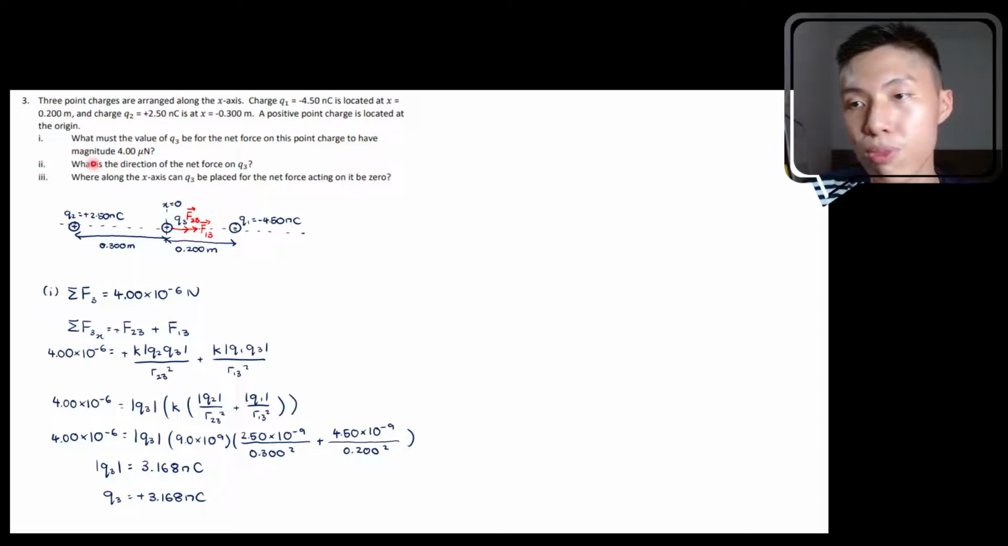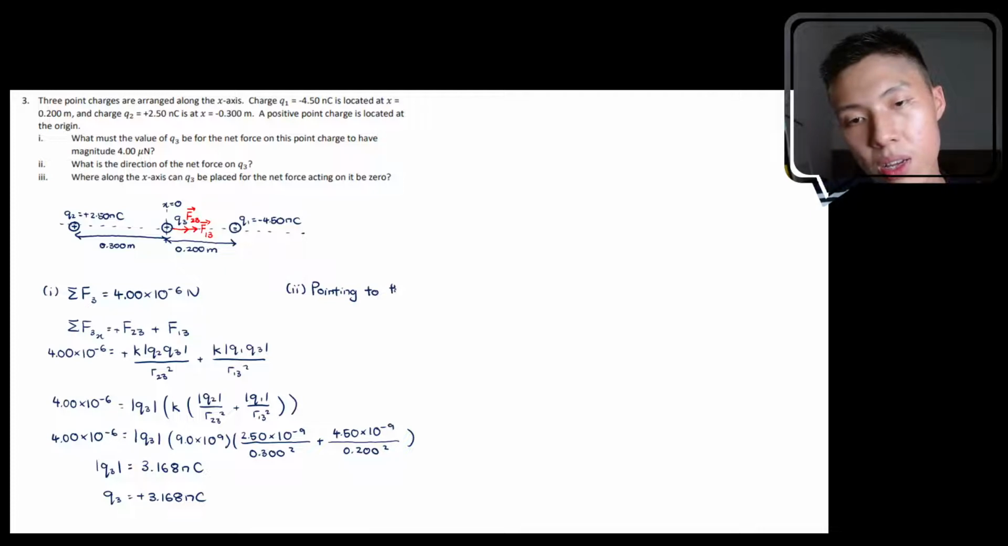Let's move on to the second problem. What is the direction of the net force acting on Q3? Well, you can already see that both of the forces are acting towards the right. So you can say for sure that the net force acting on Q3 will be pointing to the right.